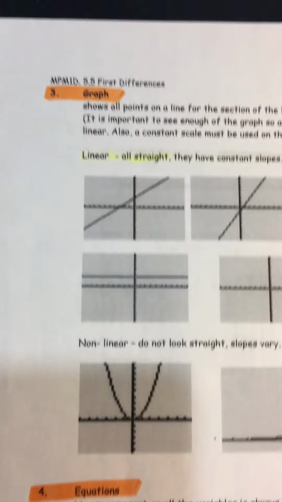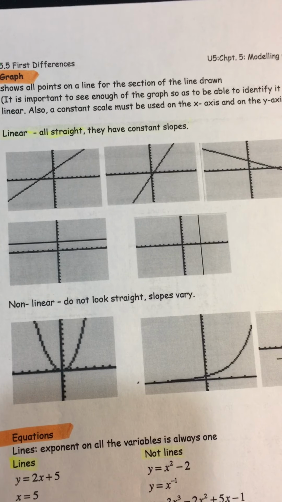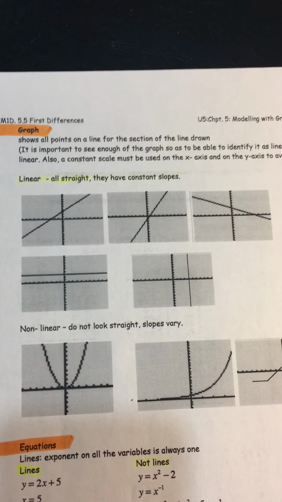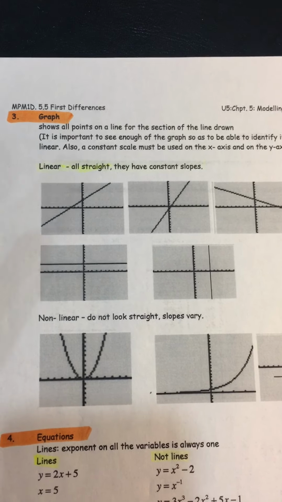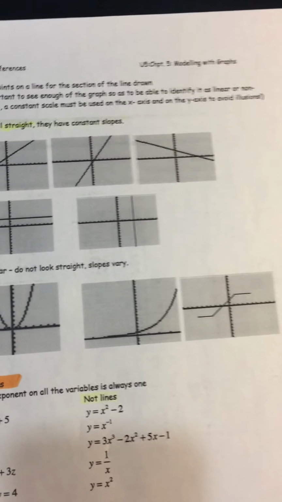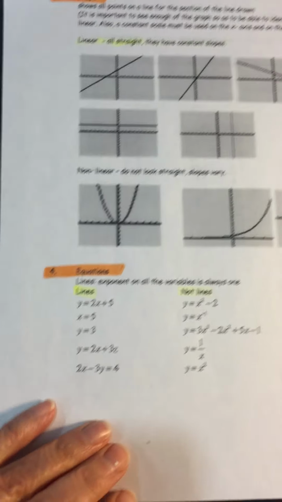And now we're flipping to the back. 2 more ways to represent relations is as a graph and as equations. What's really nice is if you have a graph and you have to find out whether it's a line or not, it's pretty simple. Does it look like a ruler drew that graph? And if the answer is yes, it's a line. So all of these are lines. They're straight. These are not lines. They're not straight. Very easy to tell. Don't have to calculate anything.